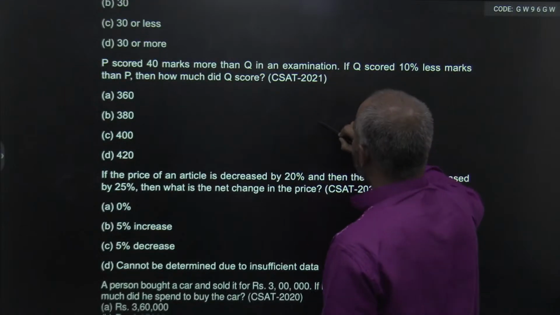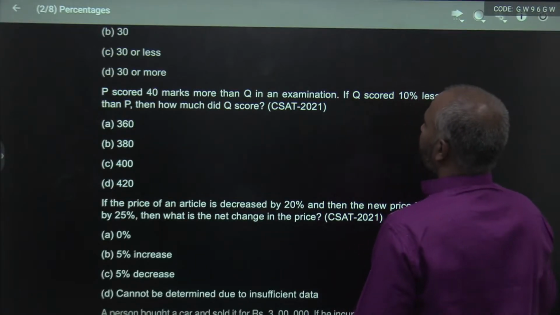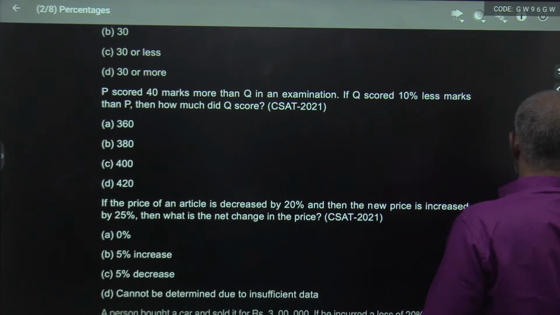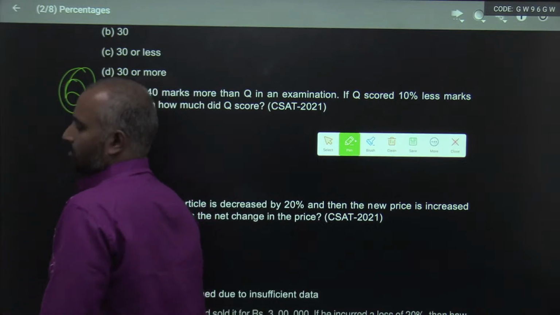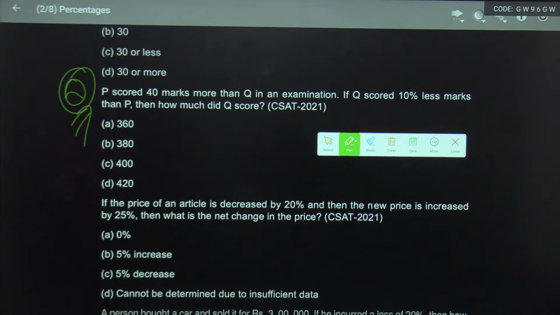Now next one. Solve this question, 1 minute, and we will see the normal way and efficient way to solve such problems. Half a minute more, 30 seconds more.